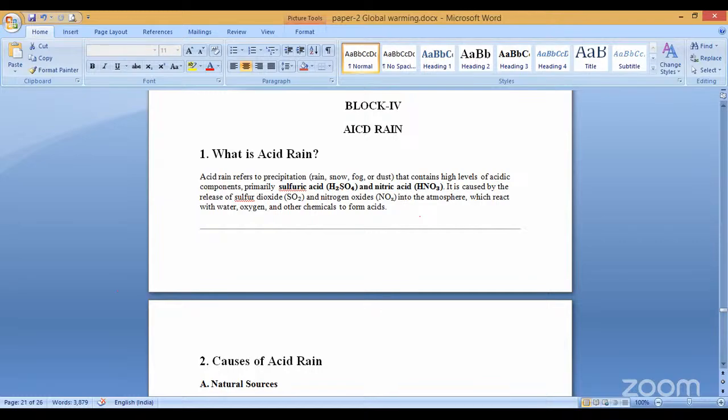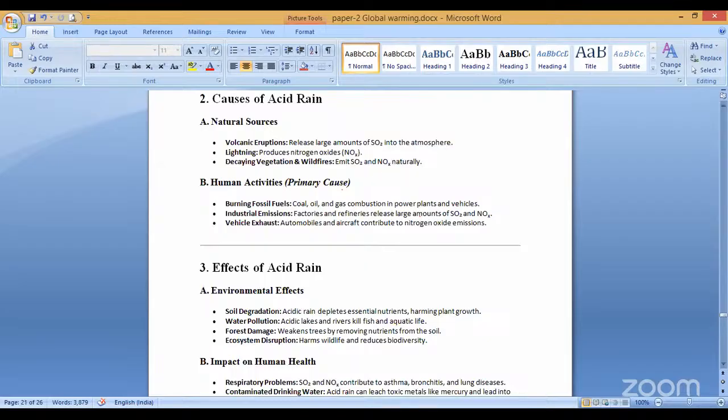Then next is the causes of acid rain. Natural sources: volcanic eruptions release a large amount of sulfur compounds into the atmosphere. Lightning, which mostly happens in the rainy season, produces nitrogen oxides. Decaying vegetation and wildfires emit SO2 and NOx naturally.